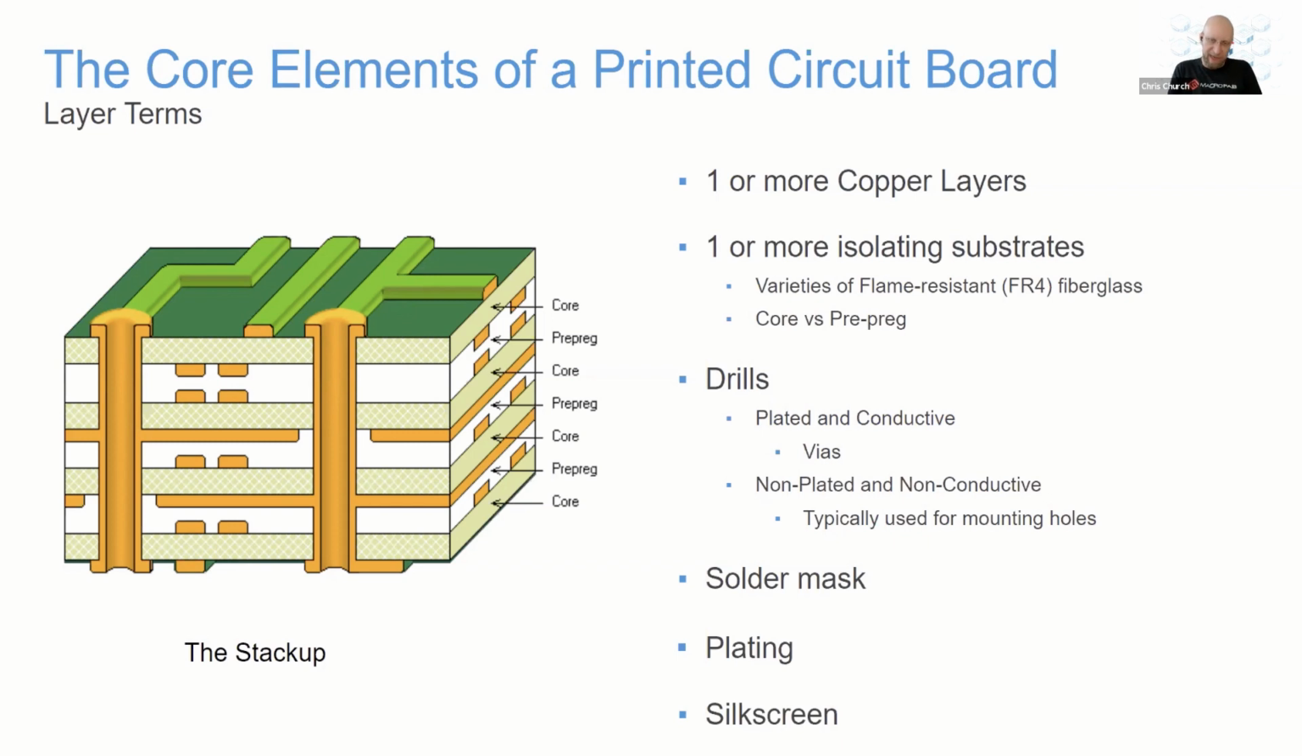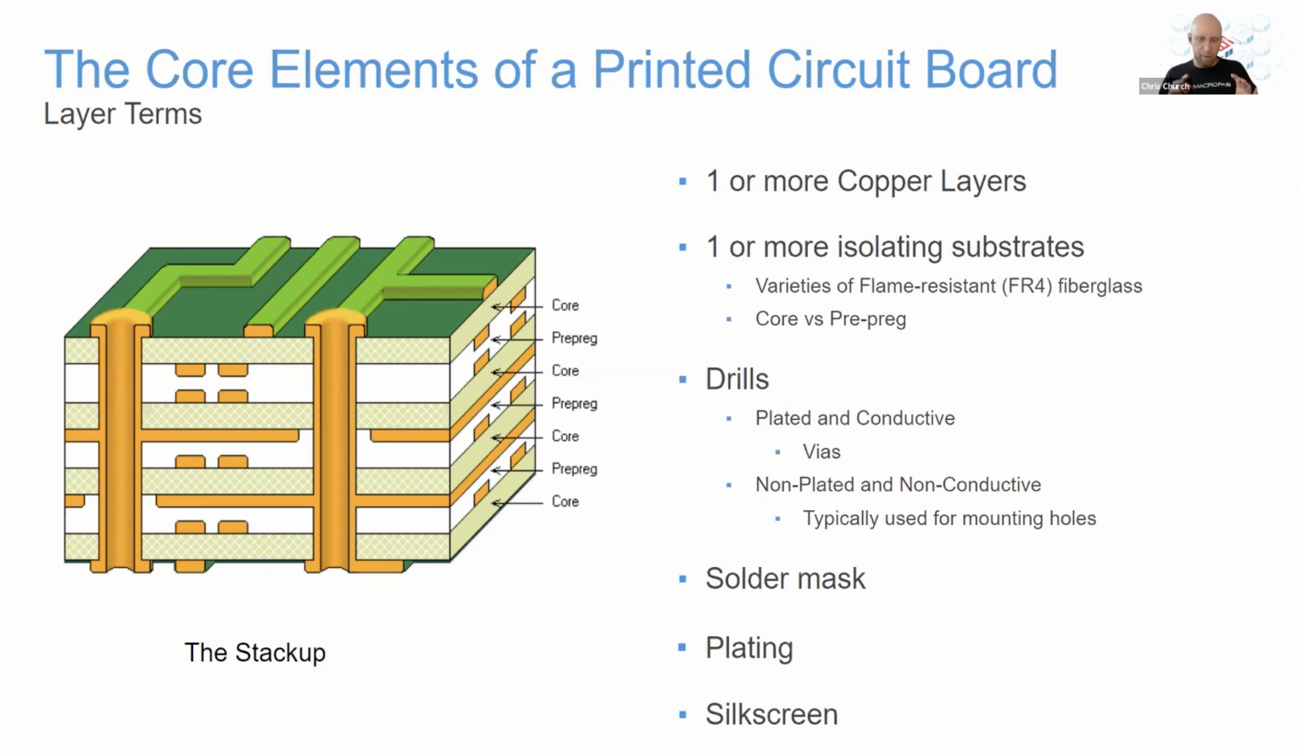So that prepreg helps to isolate those two layers from each other, and it isolates those signals from each other and prevents air pockets from developing in there. And the reason we worry about air pockets is there can be humidity in those air pockets, and when that PCB goes through the reflow oven, that humidity can boil and turn to steam and actually create an explosive effect inside of that PCB and damage it.